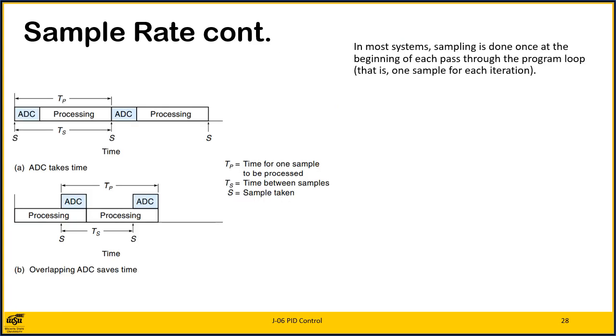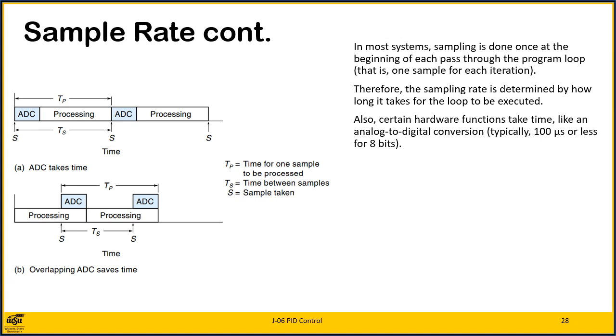In most systems, sampling is done once at the beginning of each pass through the program loop. That is, one sample for each iteration. Therefore, the sampling rate is determined by how long it takes for the loop to be executed. Also, certain hardware functions take time, like an analog to digital conversion, typically 100 microseconds or less for 8 bits.